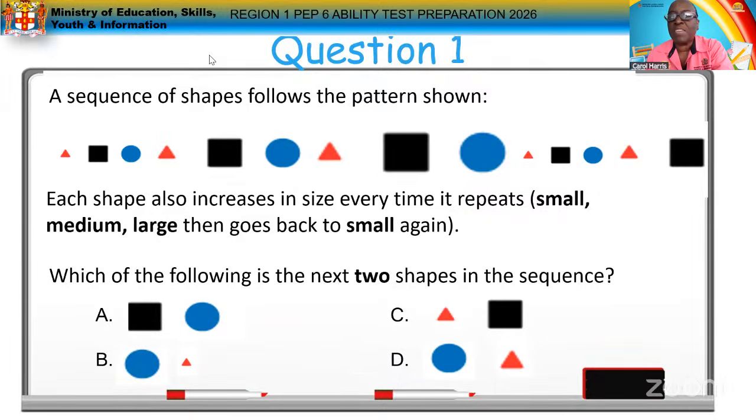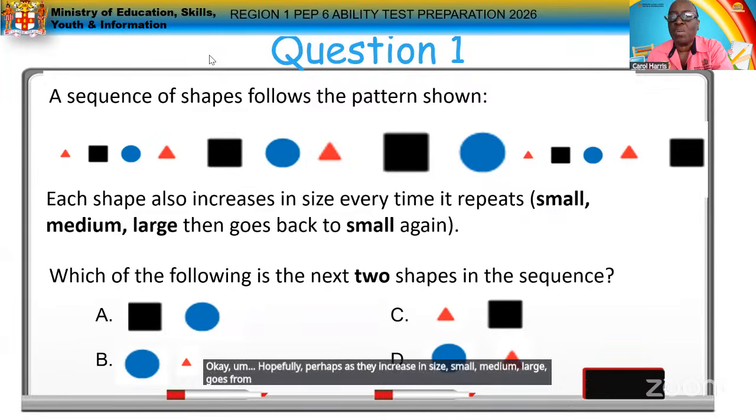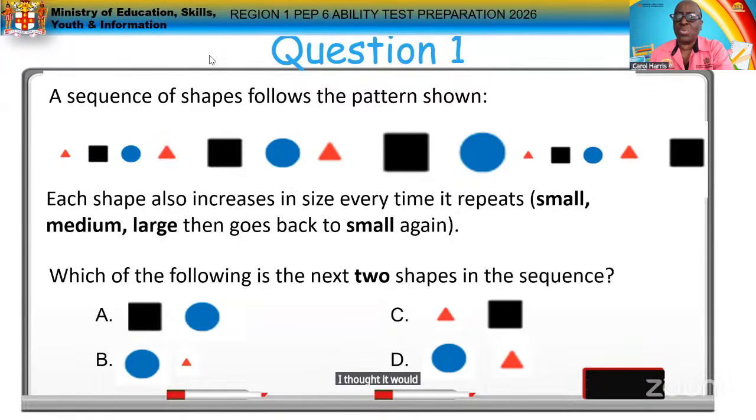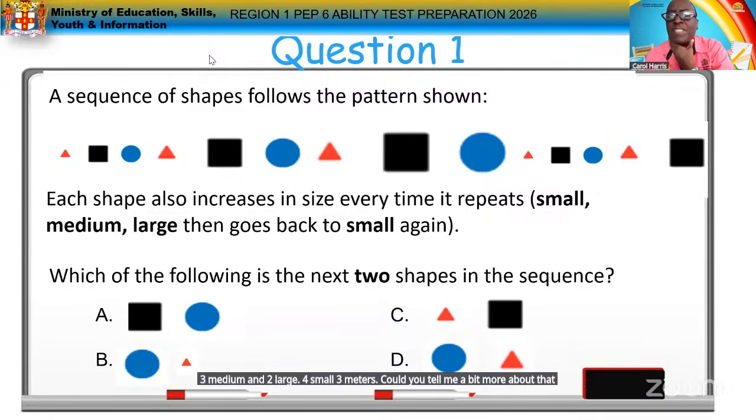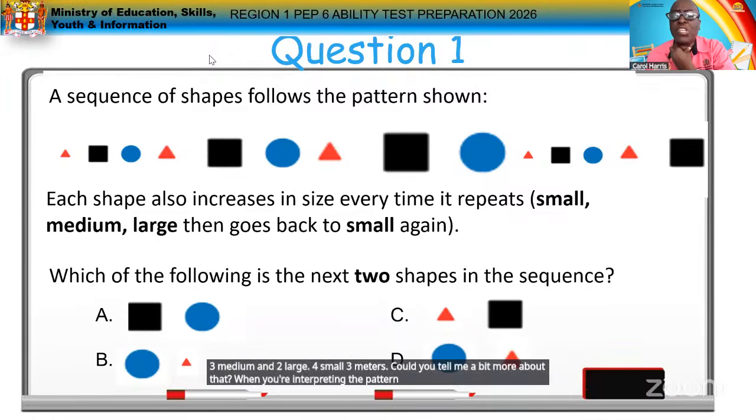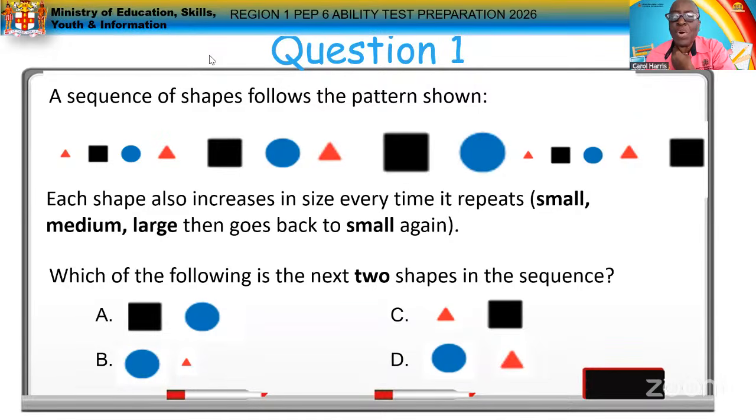Hopefield Prep says they increase in size, small, medium, large, goes from 4 small, 3 medium, and 2 large. 4 small, 3 medium. Could you tell me a bit more about that when you're interpreting the pattern? Could you share a bit more when you say it goes from 4 small, 3 medium, and 2 large? Let me hear a bit on that, please. Hopefield Prep. Why have you chosen D based on that rhythm that you have created?